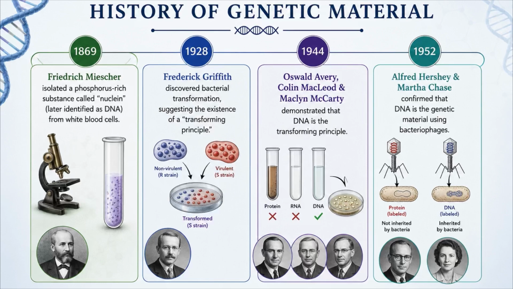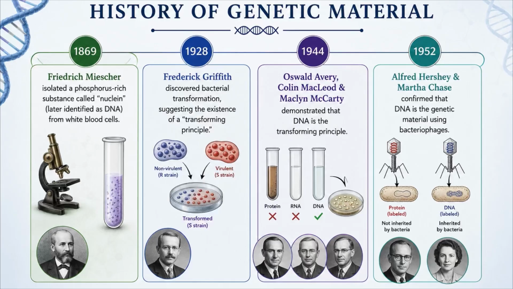Now let's take a look into the history of genetic material, some discoveries related to this. And the first one is during 1869 by Friedrich Miescher. He isolated a phosphorus-rich substance called nuclein from WBC. It was later identified as DNA.